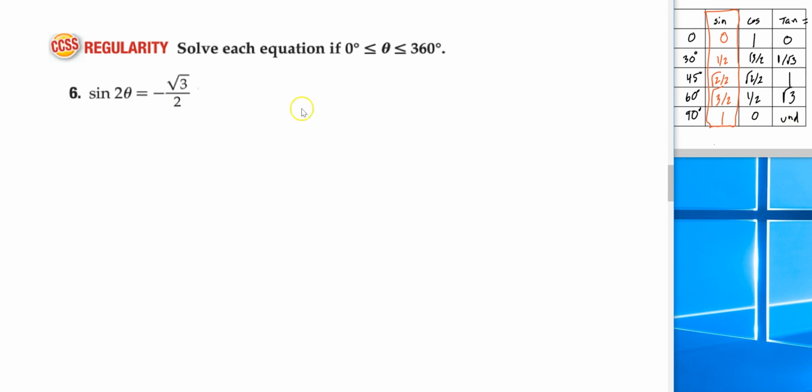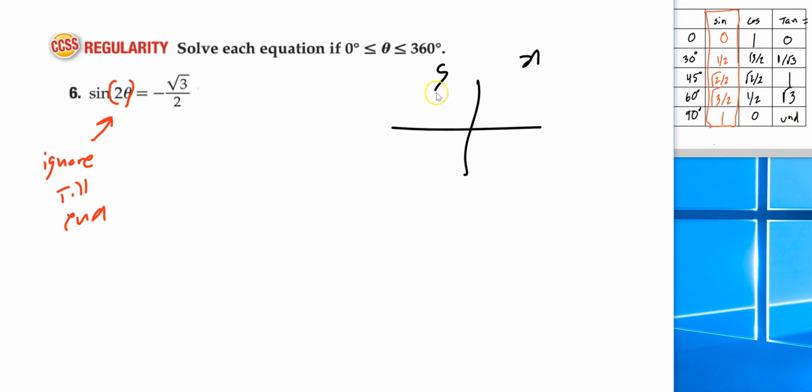So now this one, how do we solve it when there's something inside like this, parentheses? Well, the key is to ignore it till the end. So you just want to solve this like we normally do. So we're going to do all students take calculus. Sine is positive at A and S. This is a negative again, so we're going to be down here and here.